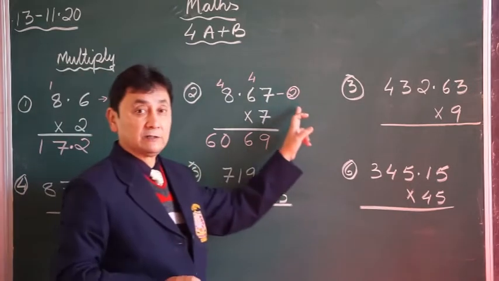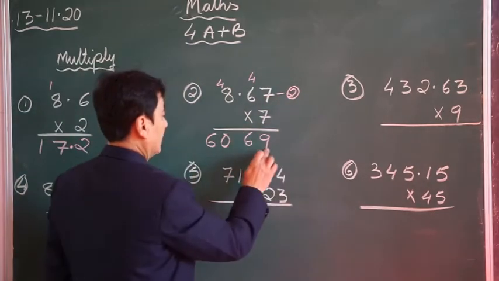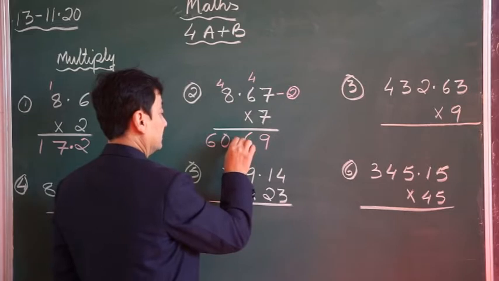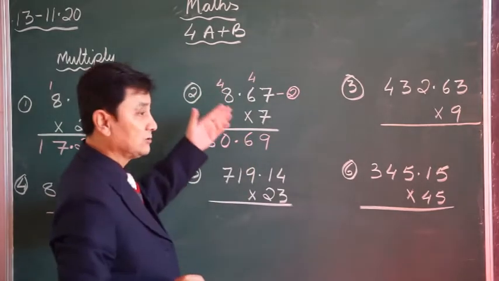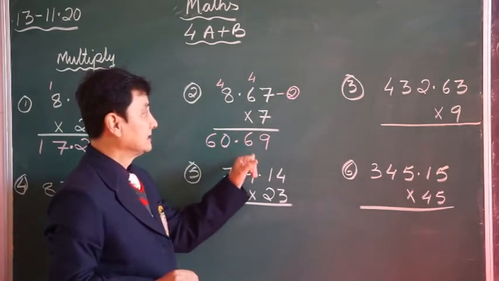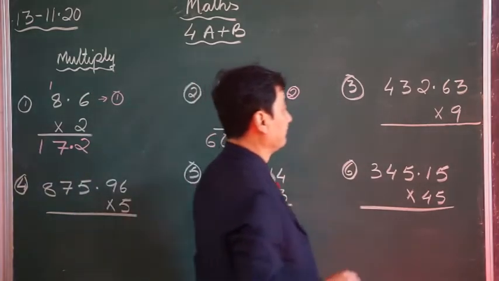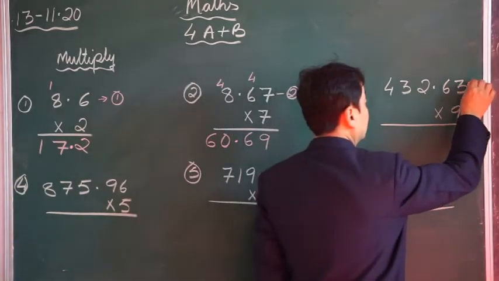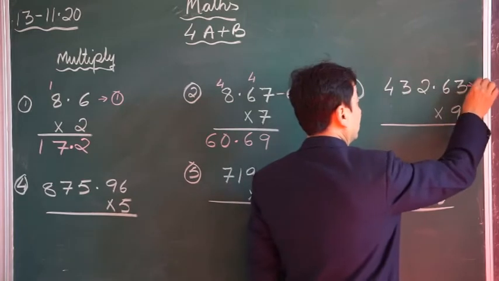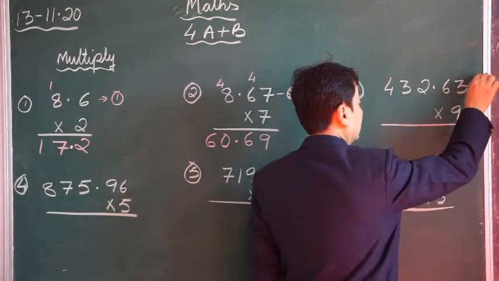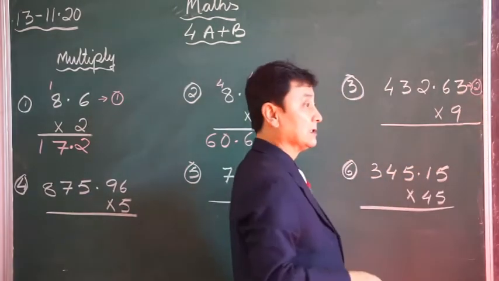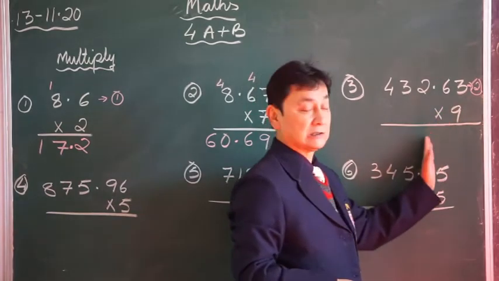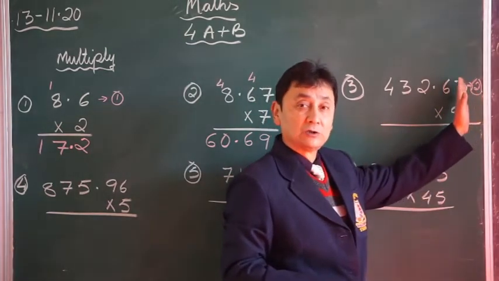How many points of decimal? 2. So 1, 2 points. When you multiply these two numbers, you get 60.69. How many points of decimal? 1, 2. 2 points of decimal. Why are we writing this? So that later on in our answers, we can put the decimal point after how many numbers? 2 numbers.